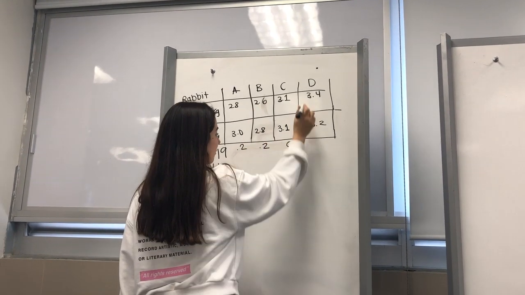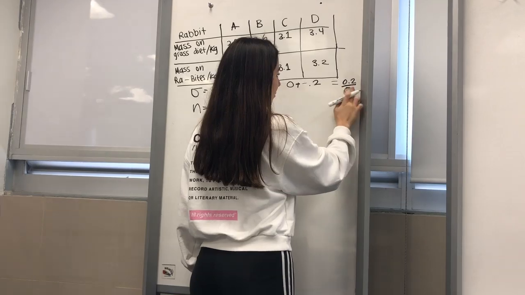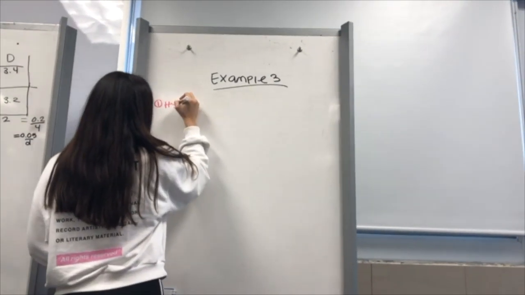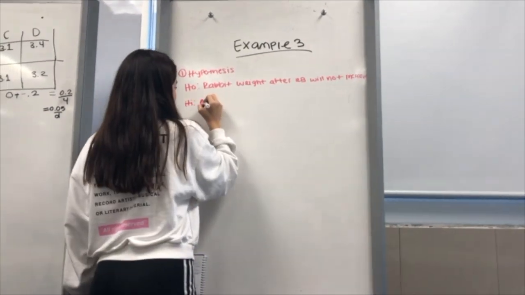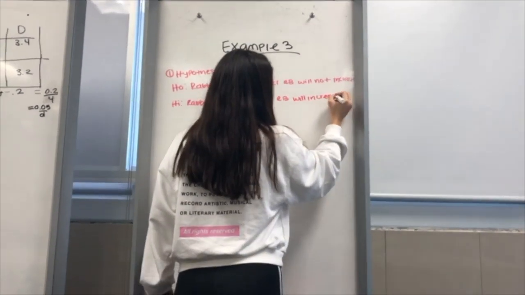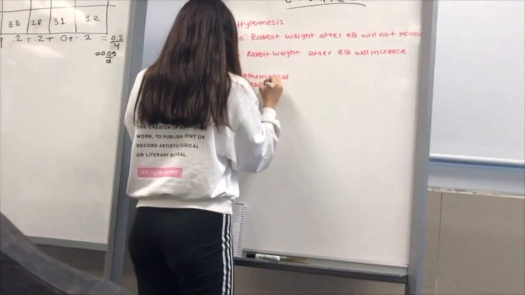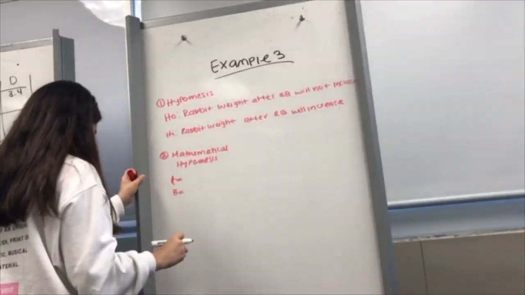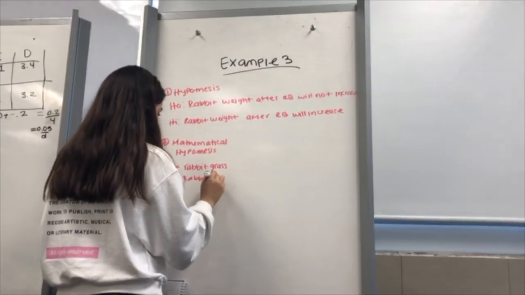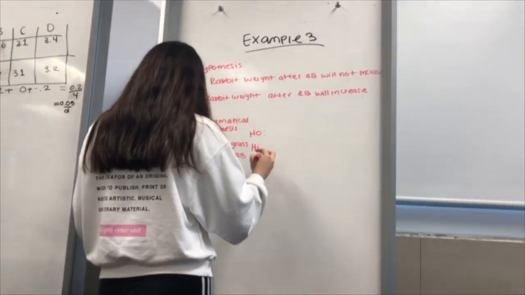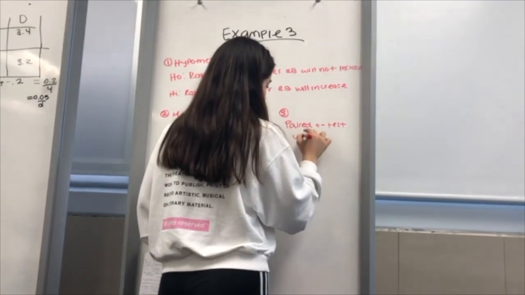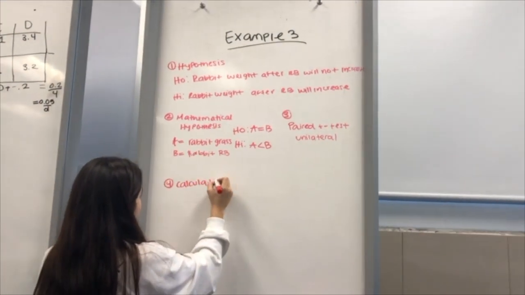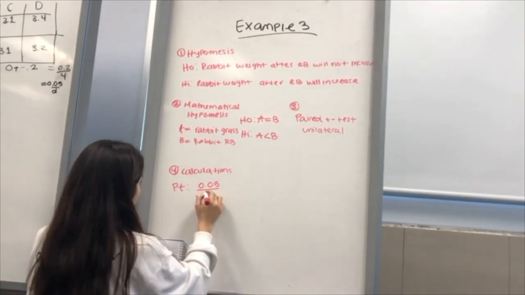From the table that they give us, we first need to get D. D is the average of the differences. After we get D, we can start the problem by stating our hypothesis. The null hypothesis is that rabbits' weight after the pet food will not increase, and the alternative is that rabbits' weight after the pet food will increase. Then we do the mathematical hypothesis. So we have that A is rabbit grass and B is rabbit food. The null will be that A equals B, and the alternative is that B is greater than A. The type of test is a paired T-test, and it's unilateral.